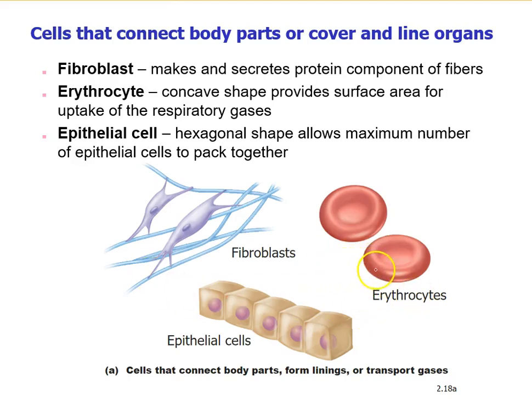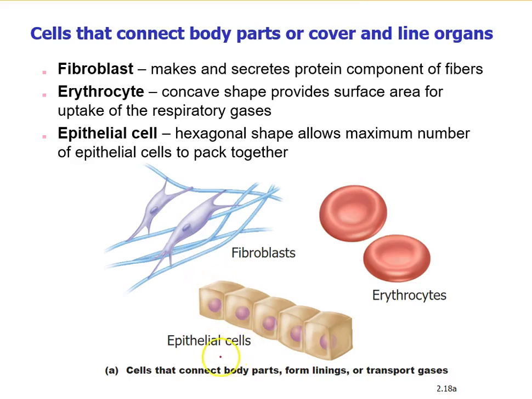Erythrocytes, or red blood cells, are found in our blood, and their shape is concave. They do not have a nucleus, and they are filled with hemoglobin, which is specialized to carry oxygen. Also, the concave shape provides surface area for uptaking the respiratory gases, especially oxygen.